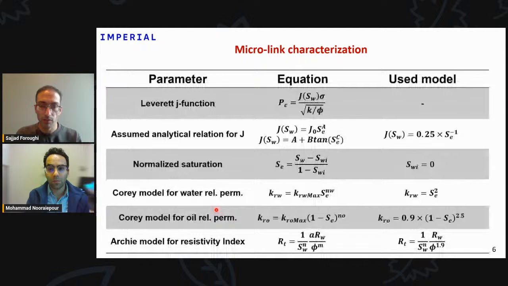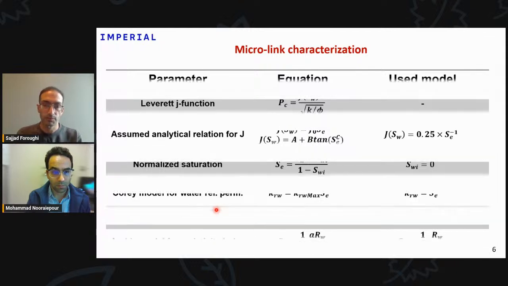For two-phase properties, we use the Leverett J function as a two-dimensional capillary pressure. For the J function, for drainage we use the Paula model, and for the waterflooding part we propose a tangent function model that can capture the capillary behavior we expect in waterflooding. Then it can handle different types of wettability. For the conductance of the microlinks, we use the Paula model, and for the resistivity, we use the Archie model.